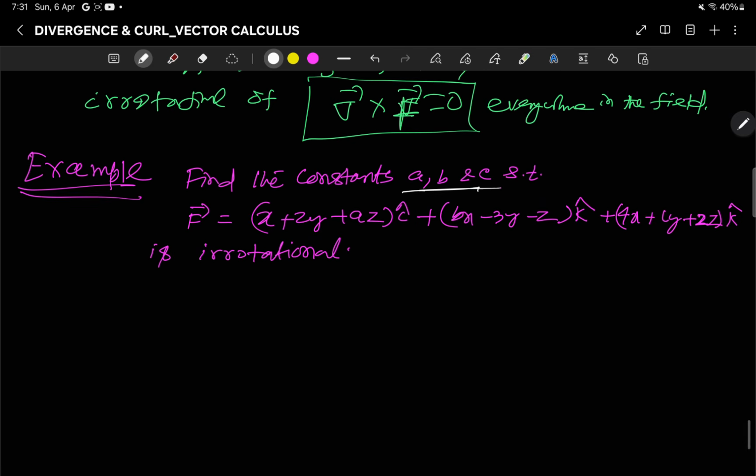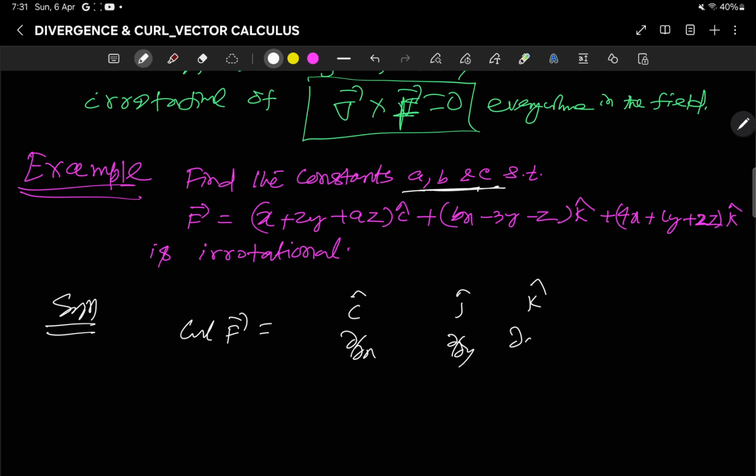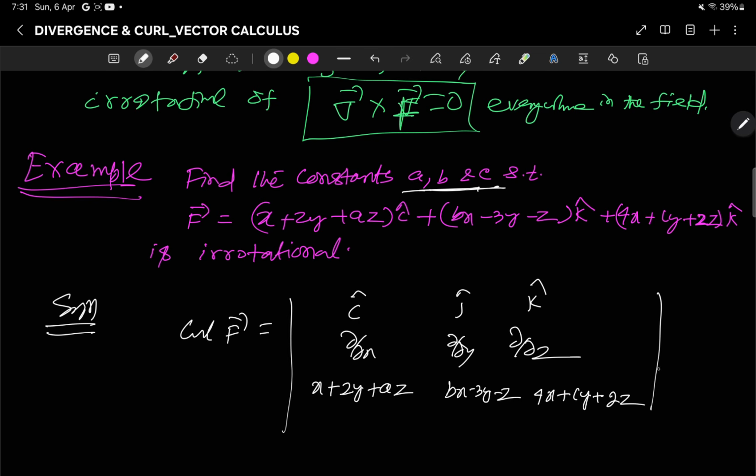Find the constants A, B and C such that the given field F is irrotational. So F is irrotational if curl F is equal to 0. So what is your curl F? Curl F is the determinant of i, j, k; del by del x, del by del y, del by del z; x plus 2y plus az; bx minus 3y minus z; 4x plus cy plus 2z. The determinant is equal to 0 for irrotational.